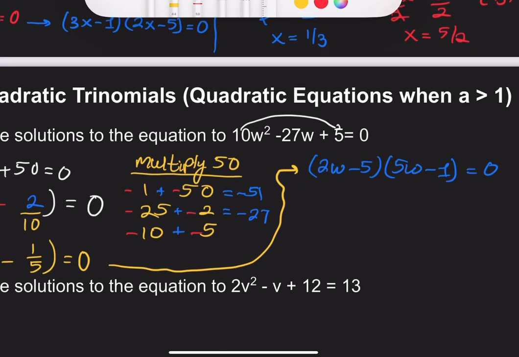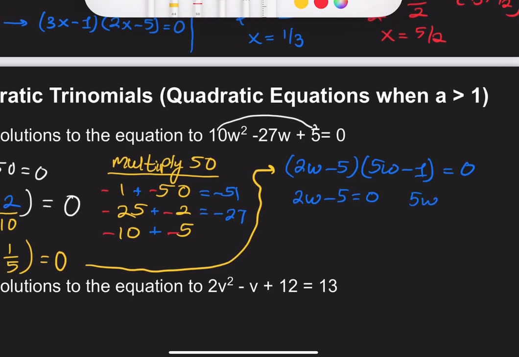Use the zero product property. 2W minus 5 equals 0. And then the other one is going to be 5W minus 1 equals 0. When you solve for W, W in this case will equal 5/2. And W will equal 1/5. I want you guys to solve for W as we did in the previous examples. So our solutions are going to be 1/5 and 5/2.